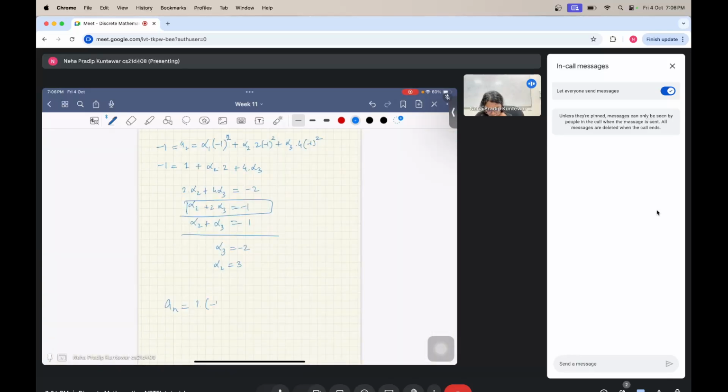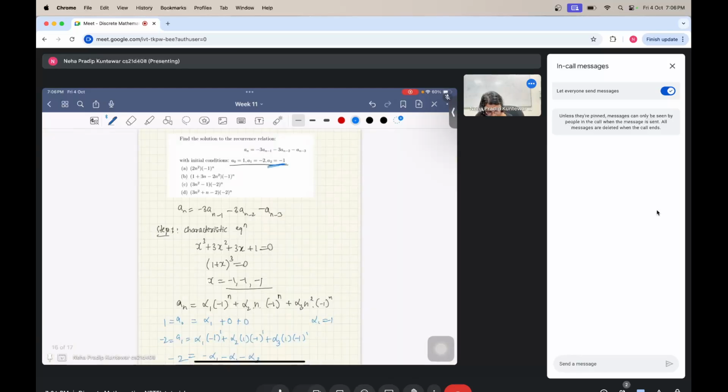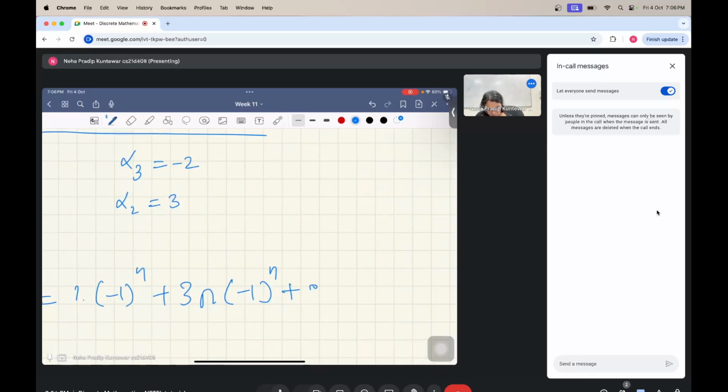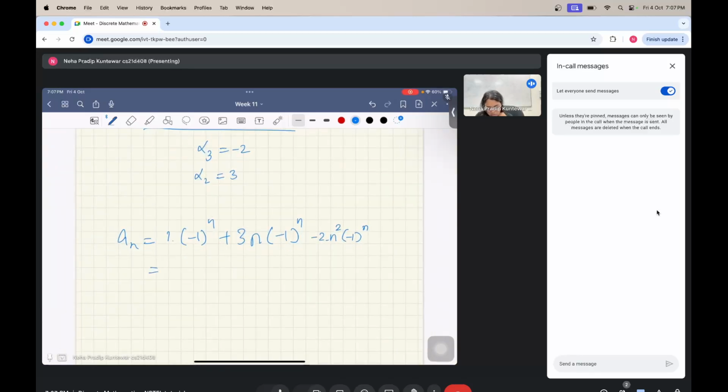So substituting all this here, you get that an is equal to alpha 1 is 1 times minus 1 to the n plus 3 times n times minus 1 to the n plus minus 2 times n square times minus 1 to the n, and if you collect these terms, this gives you 1 plus 3n minus 2n square whole times minus 1 to the n, and that's the closed form expression for the an that you got.